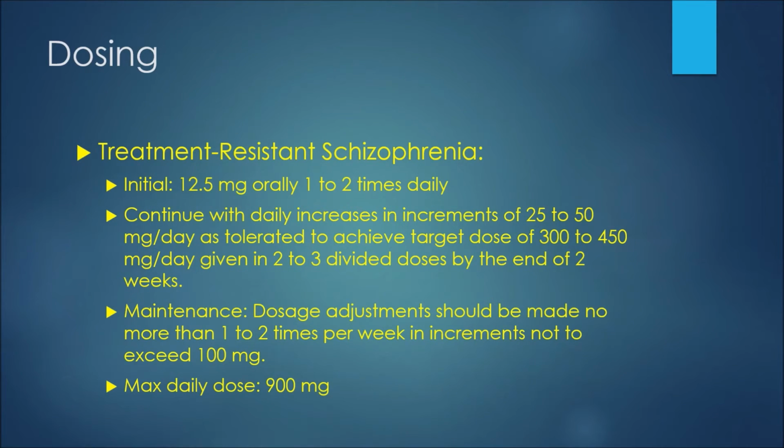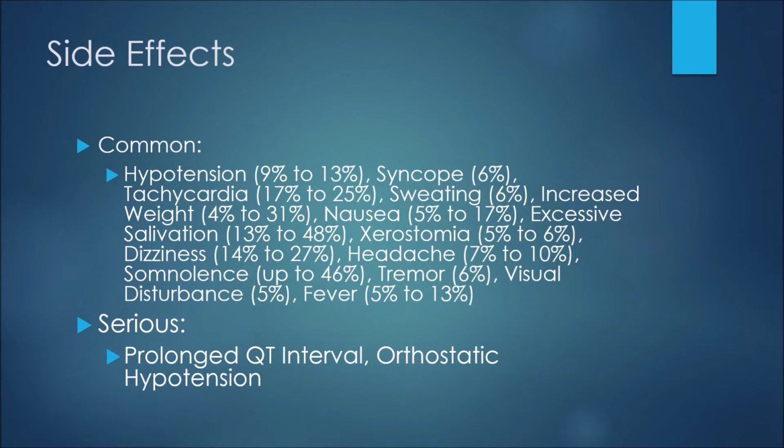For maintenance therapy, dose adjustments should be made no more than 1 to 2 times per week, in increments not to exceed 100 milligrams. The maximum daily dose would be 900 milligrams. As with all medications, there are some side effects or adverse reactions that patients may experience while using Clozapine. We'll go over some of those here now.